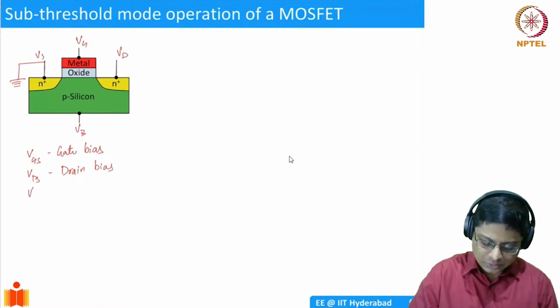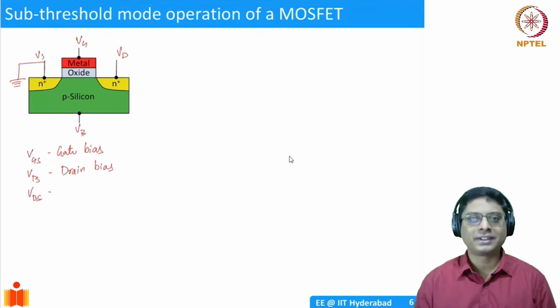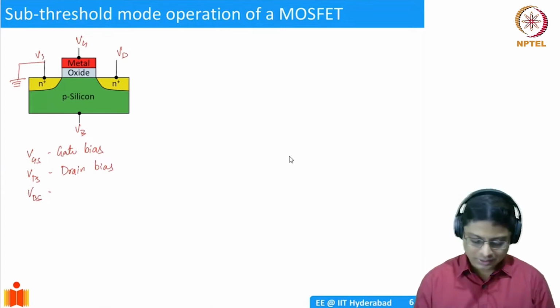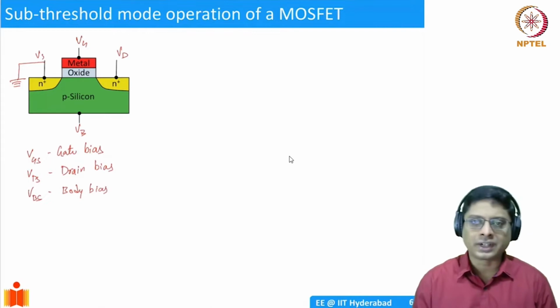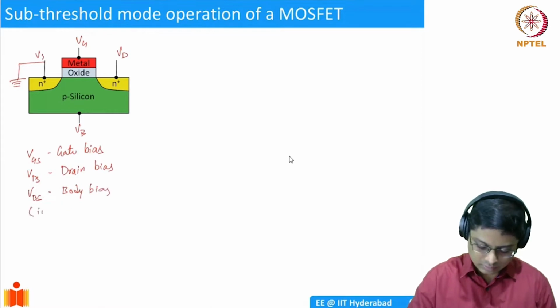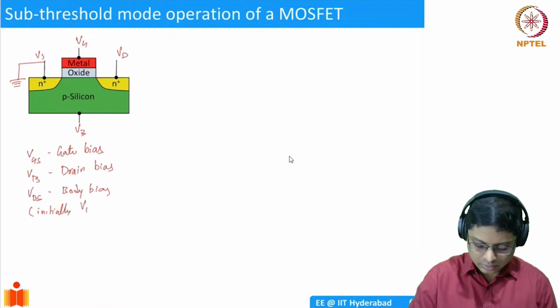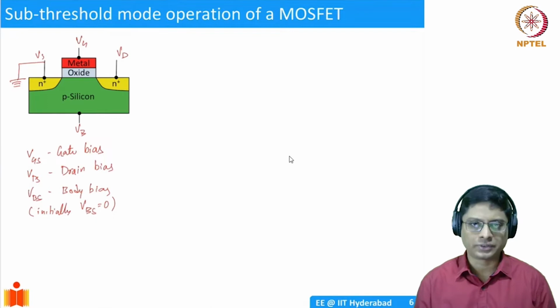and we could also talk of VBS, which is, you can apply voltage to the bulk also. That has some interesting implications. We will talk about it later on. So this is basically body bias. But right now, in the initial discussion, we will take VBS equal to 0, initially. If we don't say anything about the body voltage, you can assume that it is grounded for NMOS devices.